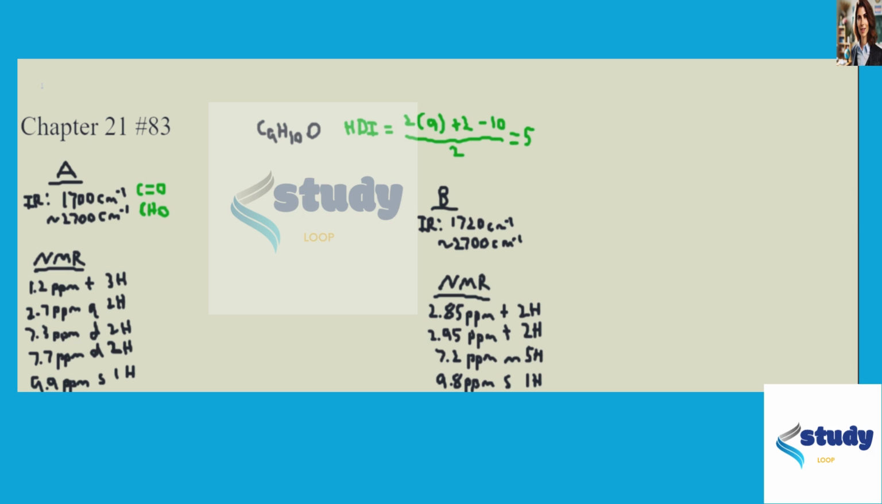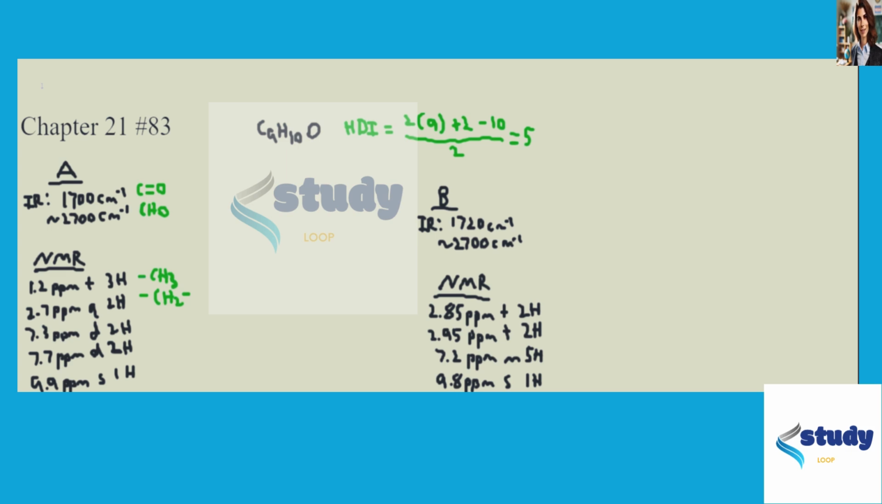Okay, so then moving on to the NMR data, we have a 1.2 ppm triplet with an integration of 3. And so this is a methyl group next to a CH2, which is why it's split to a triplet. Our next signal is a 2.7 ppm quartet with an integration of 2. So this is the methylene group that's next to that methyl group. So signals 1 and 2 are splitting each other here. And so we have a methyl group next to a methylene group.